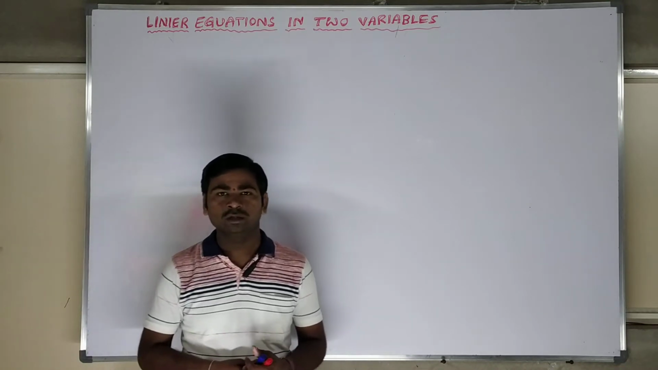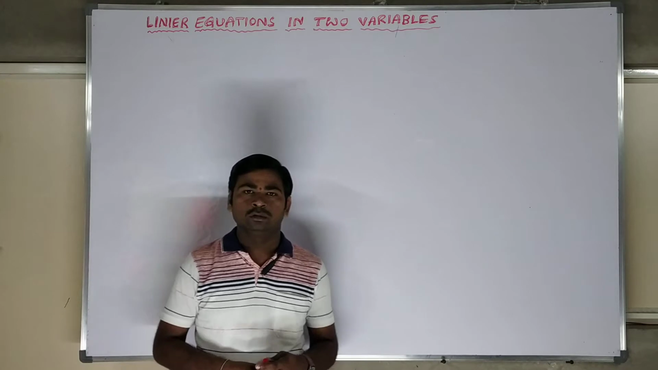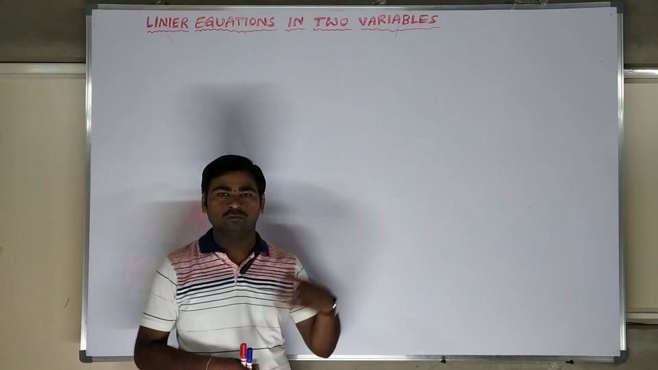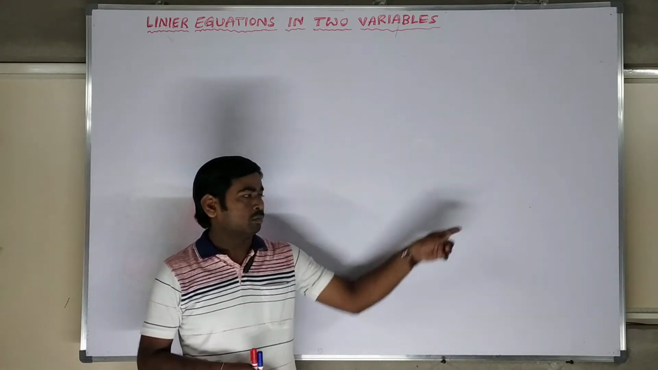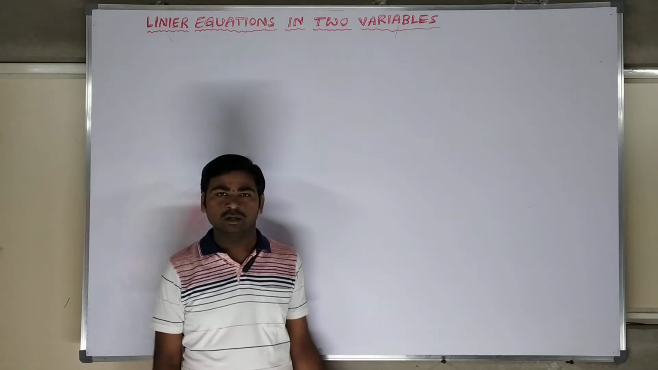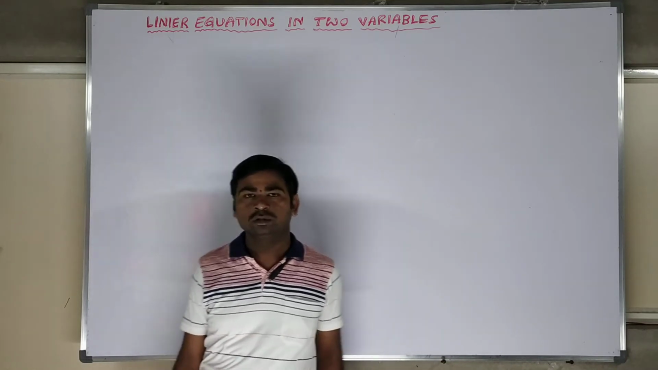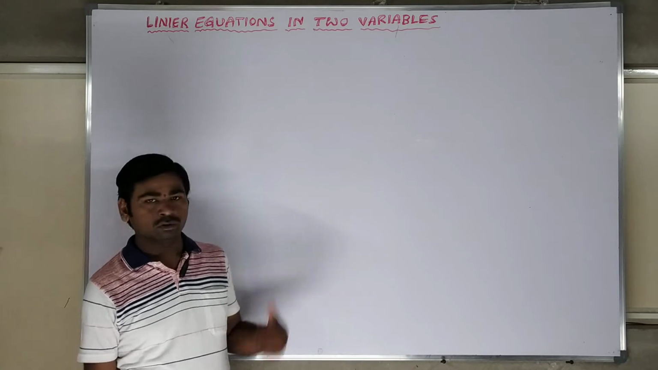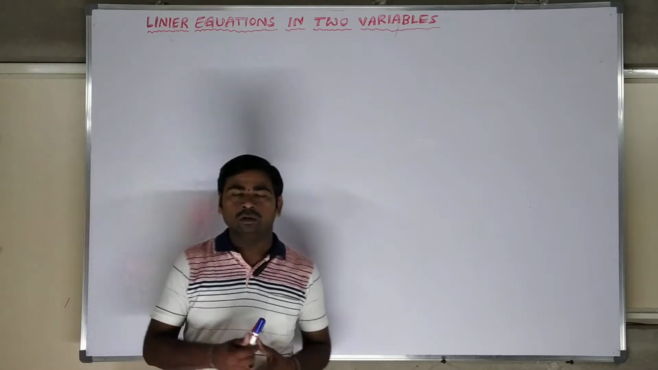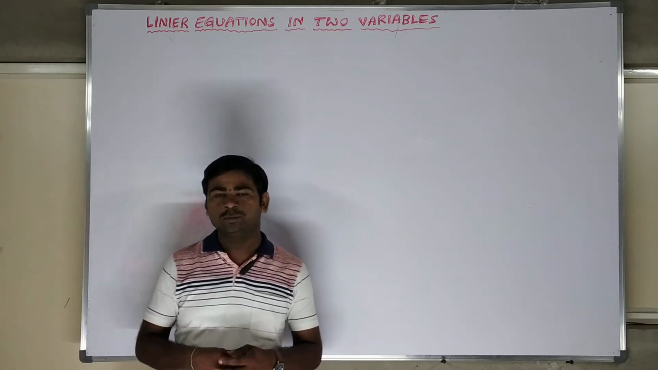Last class we already discussed the graphical approach: how to draw the graph, how to find y corresponding to x, how to make a graph, how the lines are intersecting, and how to find the solutions. That is very clear. Now let us start the second lecture on linear equations in two variables.